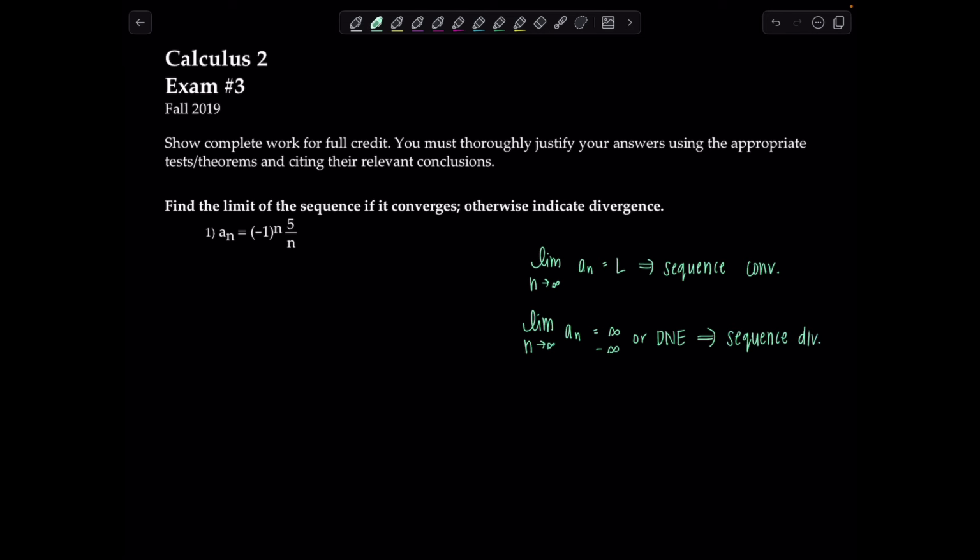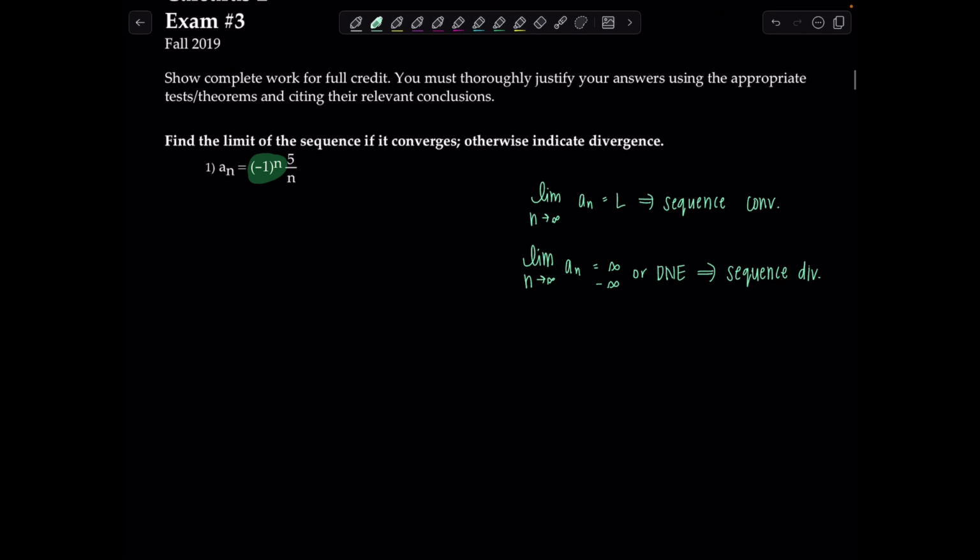All right, so find the limit of the sequence if it converges, otherwise indicate divergence. I'm noticing right here, this is an alternating series because we have that (-1)^n. So all the odd terms are going to be negative, all the even terms are going to be positive. It's difficult to take a limit when you have that alternating term in there. So what we're going to do is make use of a theorem that you should have covered in this first section. And the theorem states the following.